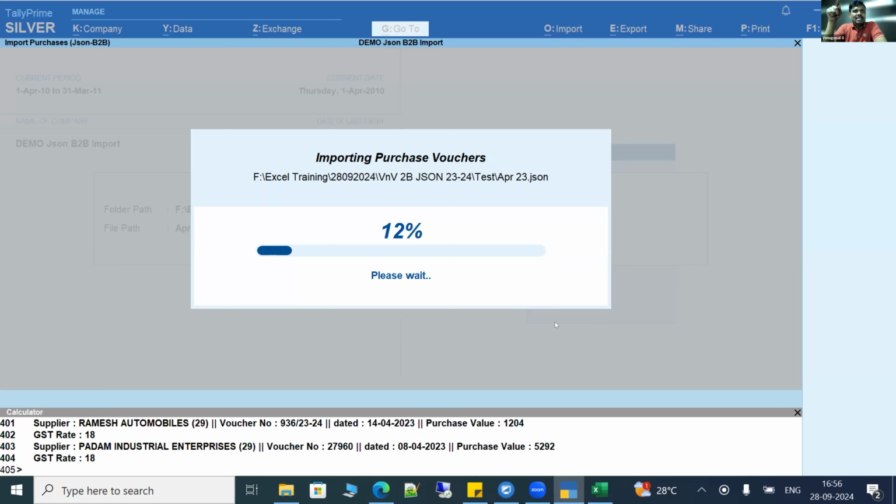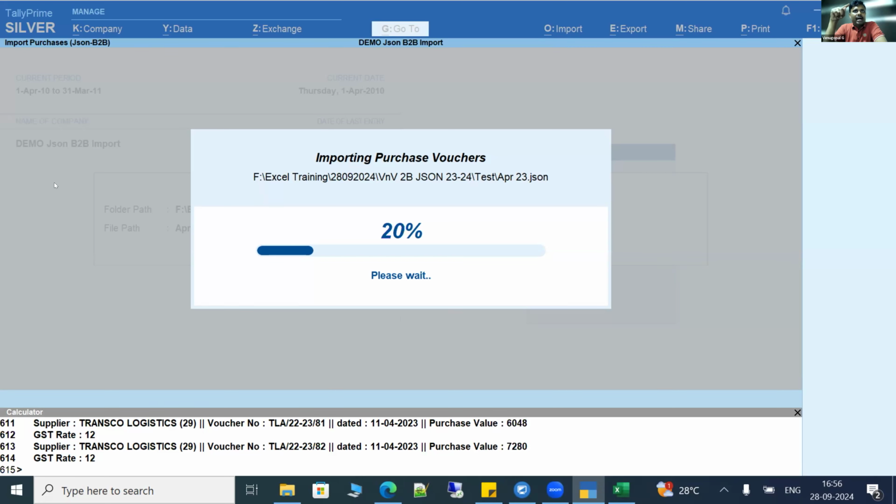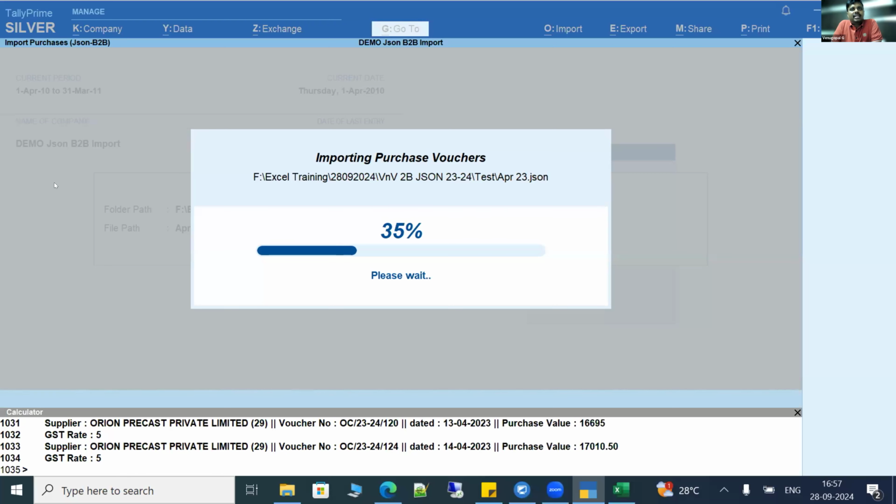Now, as the system is processing, you can see below entry by entry, like supplier ABC, voucher number, the purchase value, it is showing in that way. And on the top, you can see the percentage, which is going, 25% is done. So the system now has an ability to size the whole volume, and it will automatically say how much time it is going to take to do the transaction. So all those are automated.